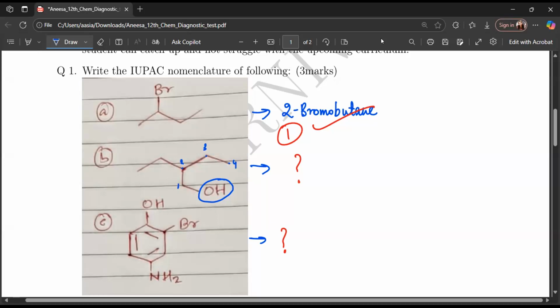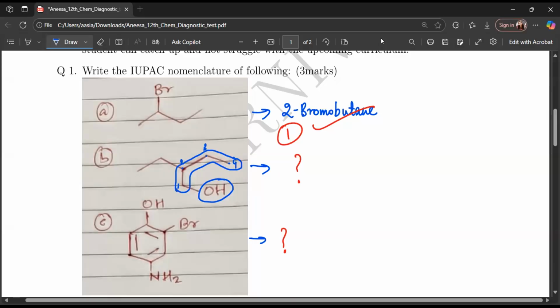In both ways you can do it, because both ways the parent chain is a four carbon chain. So one, two, three, four. Now this is your parent chain. So always first identify the parent chain, meaning the longest chain. So this is the longest chain.